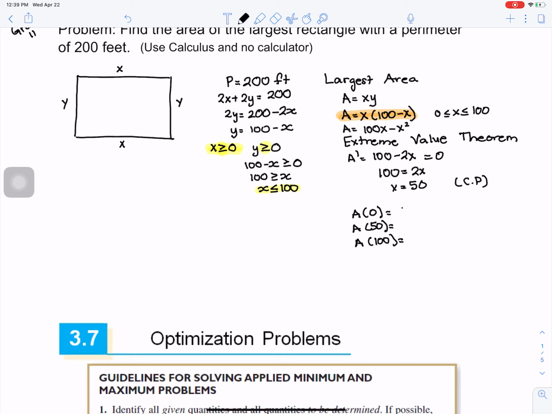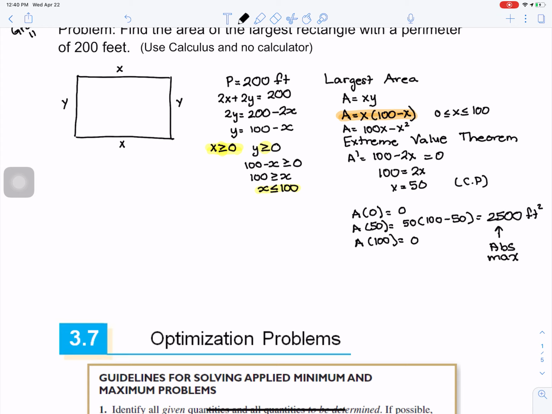So area at 0 is 0, area at 100 is 0, area at 50 is 50 times (100 minus 50), which is 2,500. The largest of these values produces our absolute max, so this is our absolute max. In this example, the maximum area I can form is going to be 2,500 feet squared, and that will be guaranteed to also have a perimeter of 200 feet.